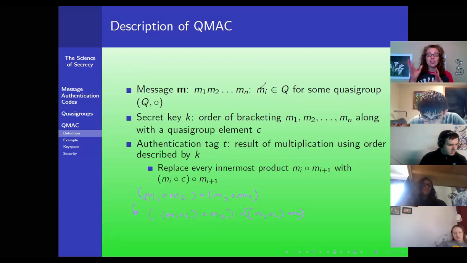So you've got this extra secret element of your quasi-group C, and you're replacing all of the innermost multiplications here. All right.